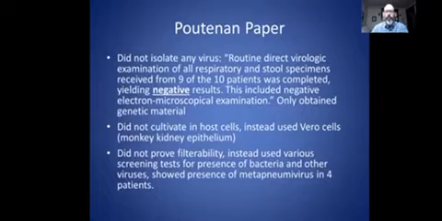And here's a quote from the article: "routine direct virologic examination of all respiratory and stool specimens received from 9 of the 10 patients was completed, yielding negative results. This included negative electron microscopical examination." So they actually followed the right procedure here, that they took the lung and stool specimens in this case and actually did try to purify those and look at those under a microscope, but they did not see anything. So that was a negative isolation.